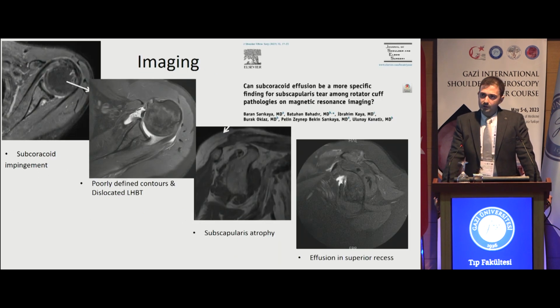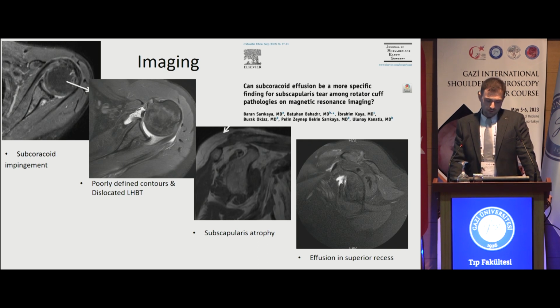Actually, imaging is not much different in terms of diagnosis. I don't know your experience, but in my experience and many other colleagues' experience in Turkey, it's really hard to get the radiologists to report these tears. They usually report the superior cuff pathologies, but subscapularis is left mostly undiagnosed. So we have to always keep a keen eye on all the planes of the MRI images and look for clues that may lead us to the diagnosis.